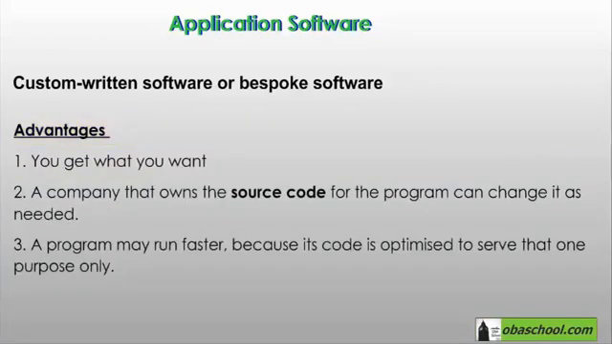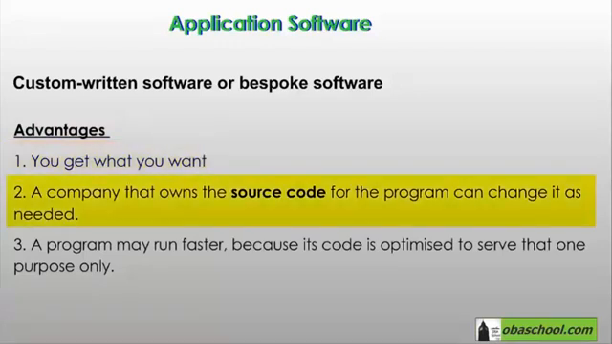Number one, you get what you want. So you request a certain software and you get it. Number two, a company that owns the source code for the program can change it as needed. Do you remember what the source code is?